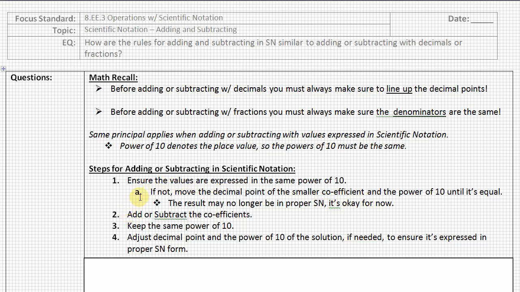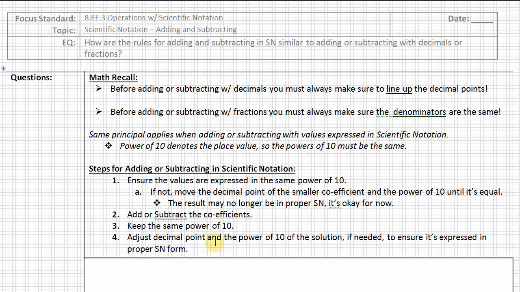After you've made sure that they're both in the same power of 10, you're going to go ahead and add or subtract the coefficients, basically following the rules for decimals. And keep the same power of 10, nothing changes there once you've started adding or subtracting. Then step 4 is where, if need be, you adjust the decimal point and the power of 10 in the solution to make sure it's still expressed in proper scientific notation form.